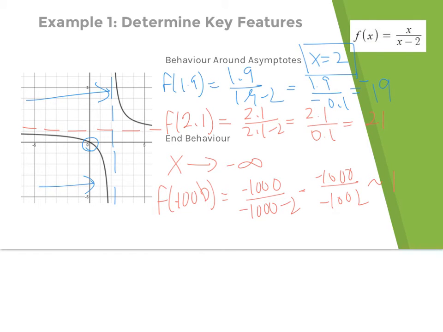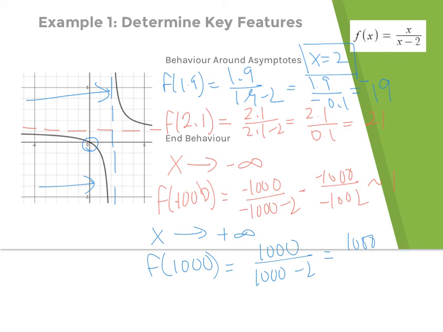Similarly, we can do the same thing as x goes to positive infinity. We can use a very large number, let's say 1,000. On the top we have 1,000, and on the bottom we have 1,000 minus 2. So we end up with 1,000 over 998, which is, again, very close to 1. You can see over here that as we continue towards infinity, this is going towards 1 and not going to cross it. So that's the end behavior for this graph.